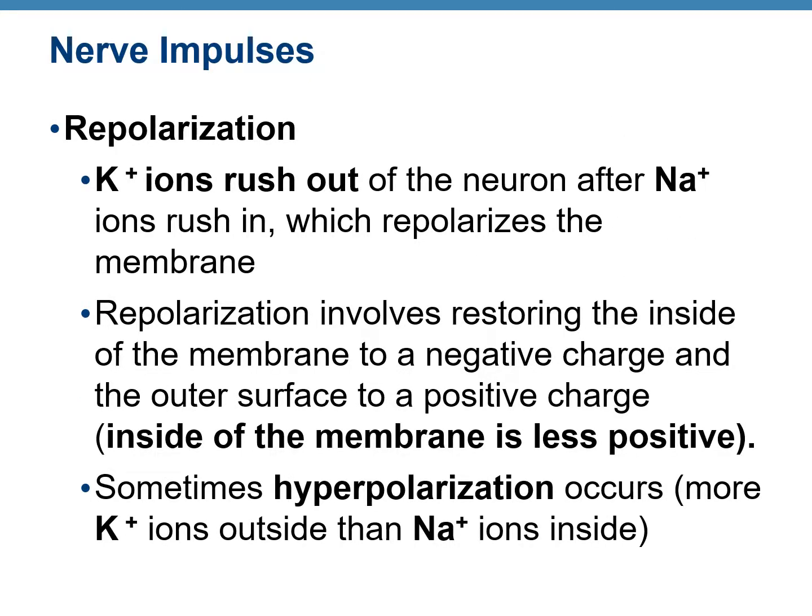The third stage is called repolarization. In this stage, potassium ions, which are also positively charged and denoted by K positive, start rushing out to restore the inside of the membrane to a negative charge and the outside to a positive charge. This is because the entry of the sodium ions had made the inside more positive. So this is known as repolarization. Sometimes hyperpolarization occurs. That means more potassium ions go outside than the amount of sodium ions inside.